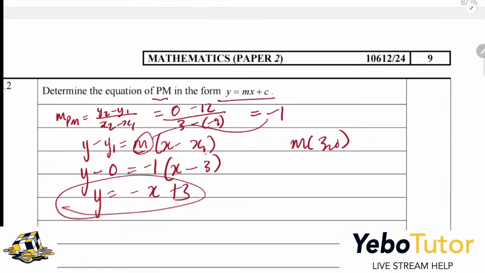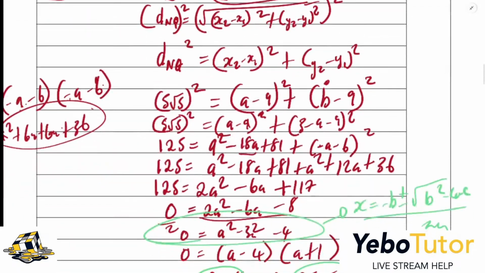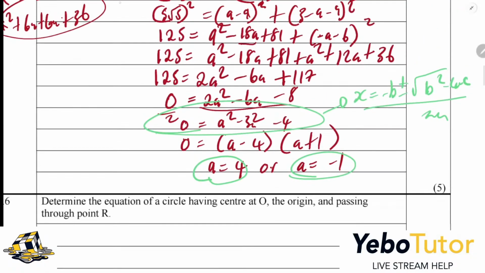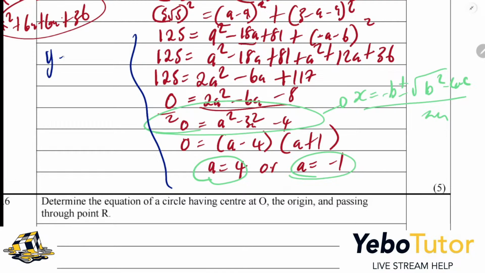It is not hard to find the value of b when we already know our equation. What is our equation saying? Let's change marker and use this one now. We can see that our equation is y is equal to negative x plus 3. And of course, when we substitute into that equation, this will give us b, which is equal to 3 minus a.